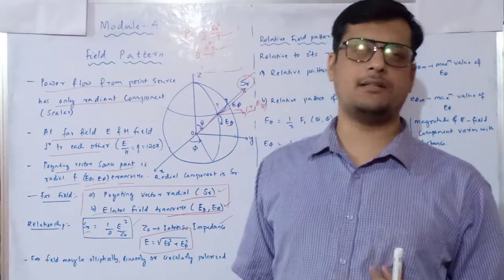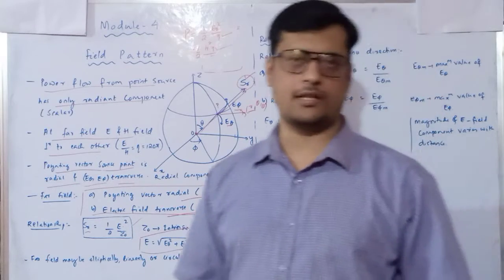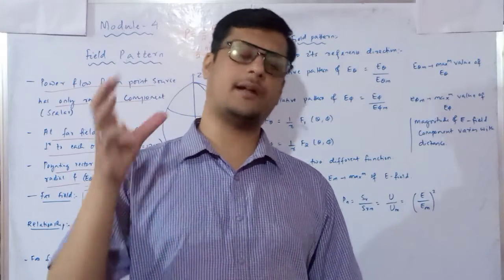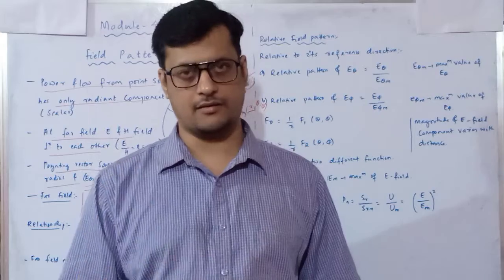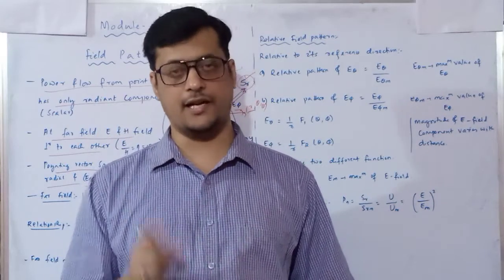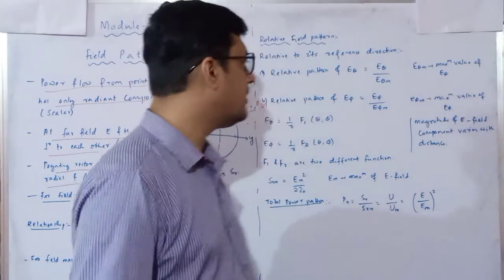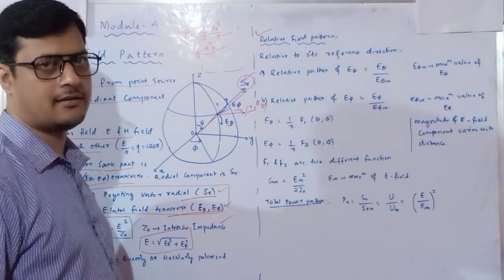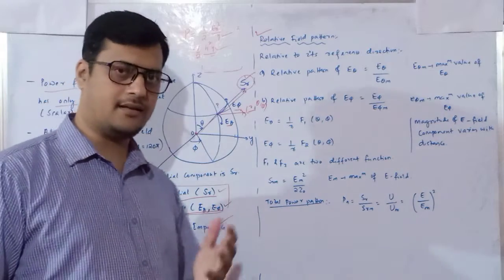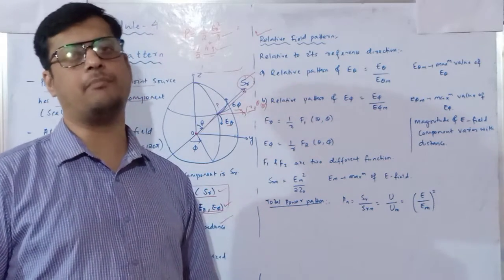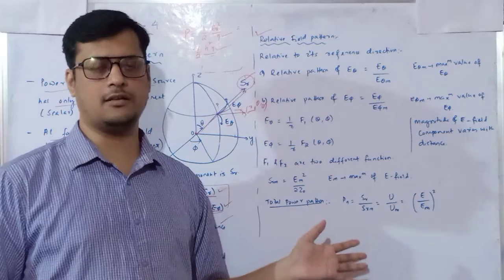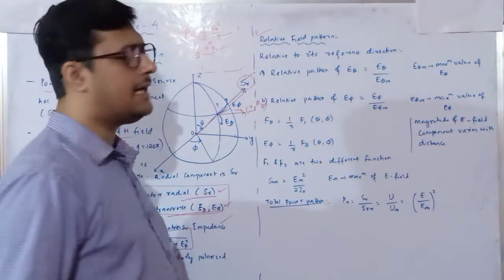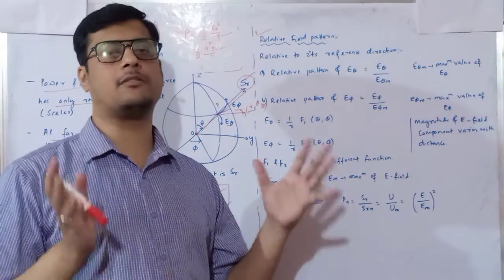Now once the field pattern is known, next we can proceed to the power pattern. How can we determine the power pattern? The power pattern will be identified with respect to the field pattern, but in relative terms. Here I have discussed the relative field pattern. Once this relative field pattern is known, it is very easy to determine the power pattern. We will see all those relations step by step. Relative field pattern means it is relative to itself, with respect to the maximum value.